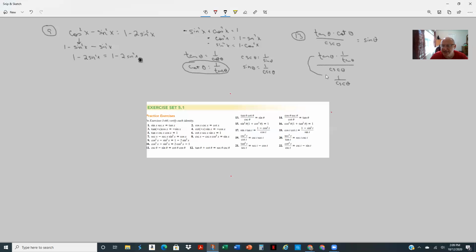So this is just that 1 right there. And then 1 over cosecant is using this one. And 1 over cosecant is the same thing as the sine of theta. And lo and behold, that is the right side.